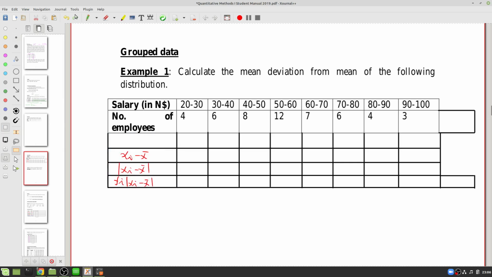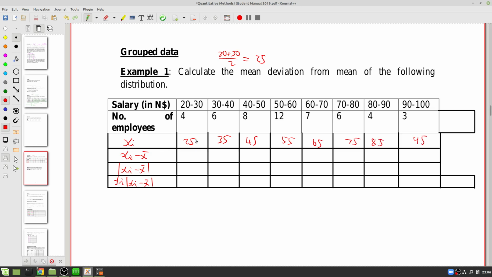We need something more. In this case, we see there's no individual values here. So what will our xi be in this case? Our xi will be the midpoint of these. So how do we find the midpoint? Again, we can say the lower limit plus the upper limit of the class, divided by 2. So that's what we'll have here. Find the midpoint of each class. 45, 55, 65, 75, 85, and 95.